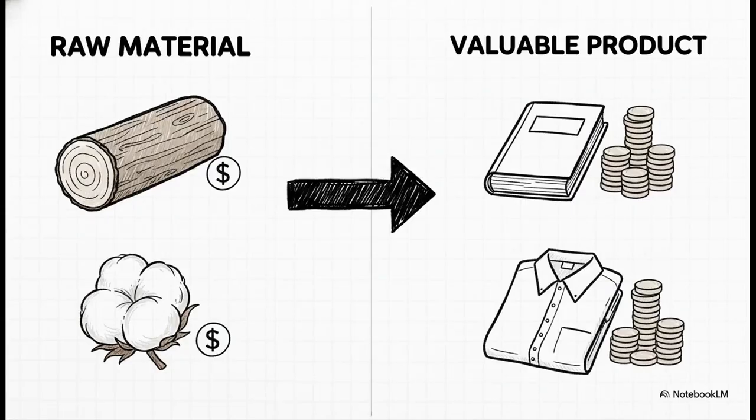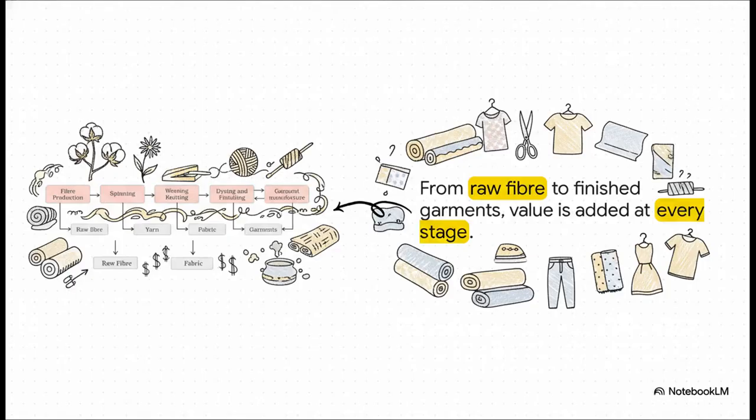Now, what's really interesting here is a concept called value addition. Just think about it for a second. Is a simple piece of wood as useful or as expensive as a whole book? No, right? Is a ball of raw cotton as useful as a shirt? Of course not. You see, at every single stage of processing, the material becomes more useful, and because of that, it becomes more valuable. And this chart shows it perfectly.